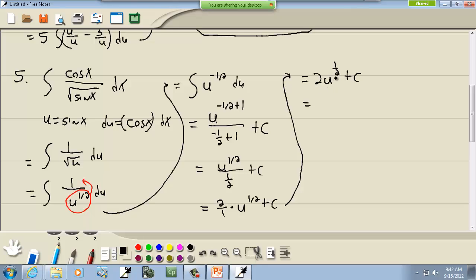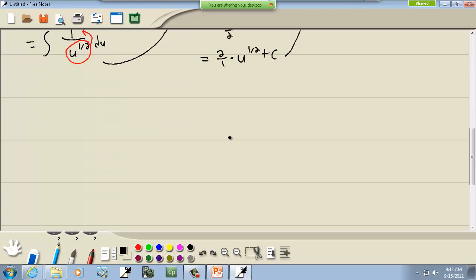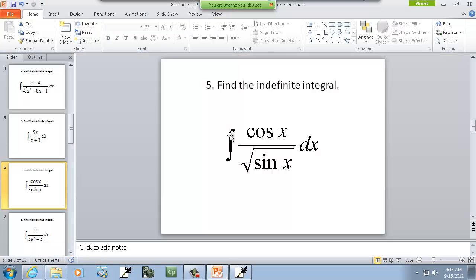And since this is a fairly simple radical, we'll put it back in that form. So this is square root of u. That's what u to the 1/2 means. And somewhere we said u was sine x. So this becomes 2 square root of sine x plus c. And that's our answer. Oops. Let's look at our next problem.